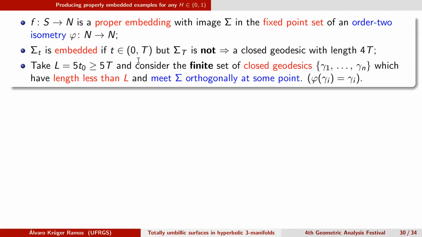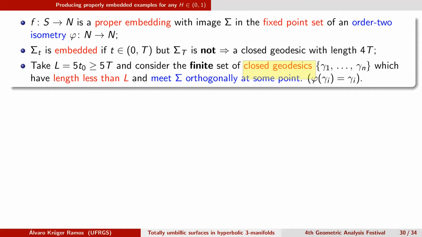Okay, now we consider the finite set. Actually, we consider the set. Let's forget finite for a while. We consider the set of closed geodesics which have a length less than this number L and meet sigma orthogonally at some point. And since they meet sigma orthogonally at some point, they must be invariant under reflection by the uniqueness of geodesics, right? So the thing is that this set is finite, if you take the closed geodesics up to congruence, right?